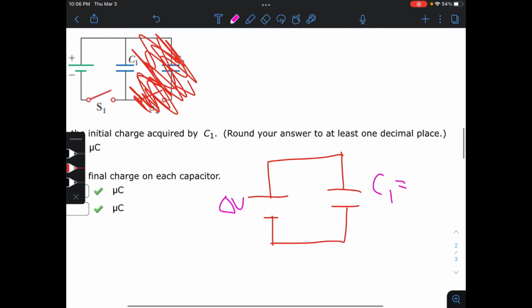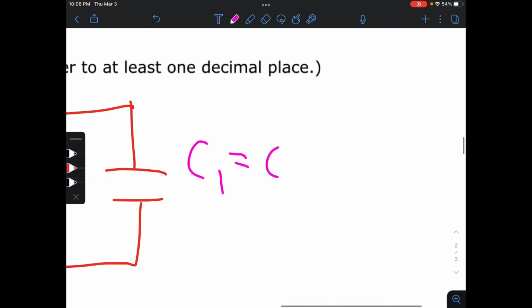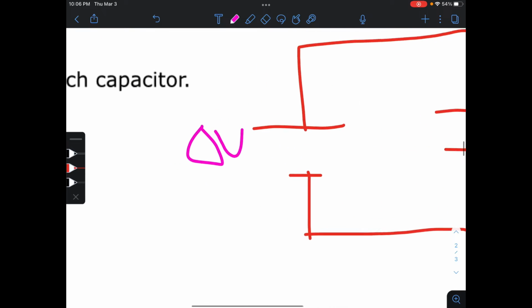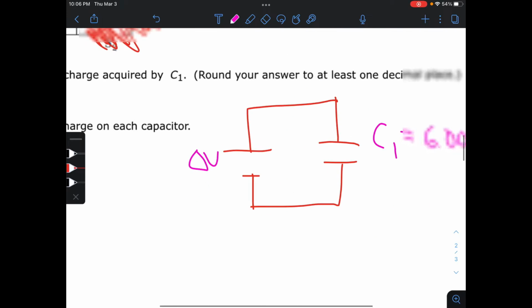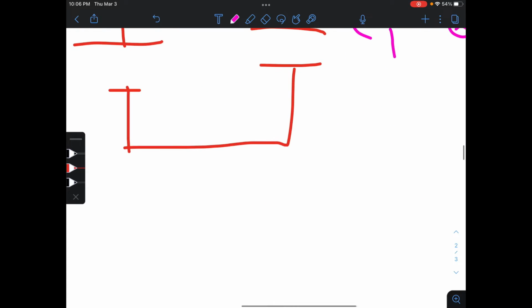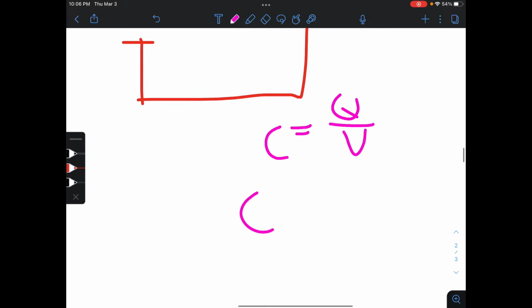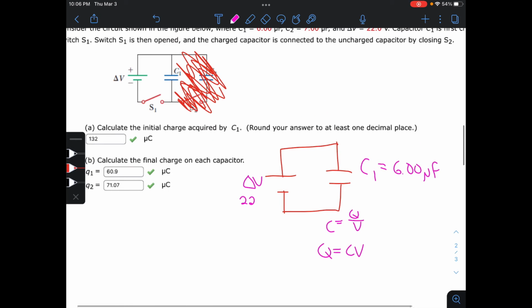C1, and we know C1, what was it? 6 farads, and the charging voltage is 22. So here we're going to use our equation that capacitance is equal to charge per voltage, and then manipulate it. So the charge is equal to capacitance times voltage, and because we only have one capacitor that we're looking at, because that's the only switch that's closed, it's just going to be those 6 farads.